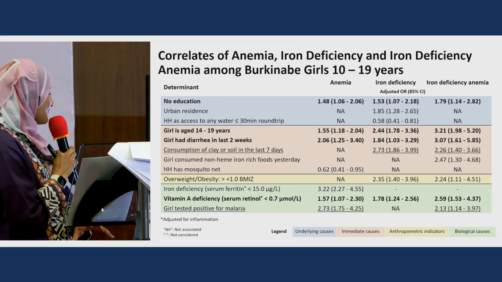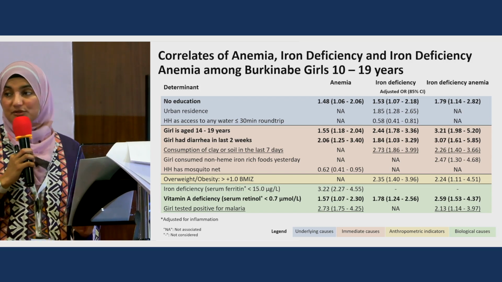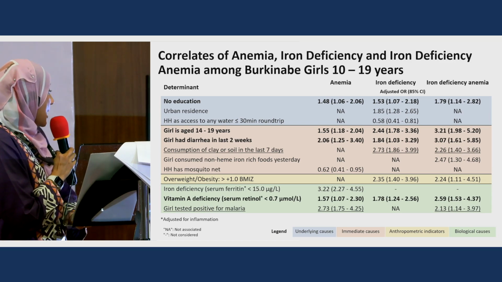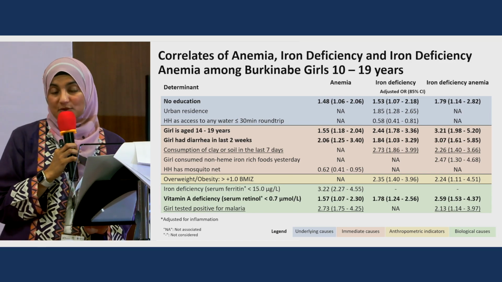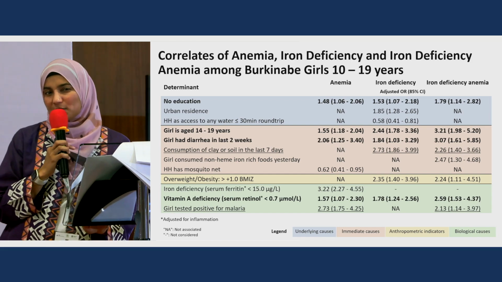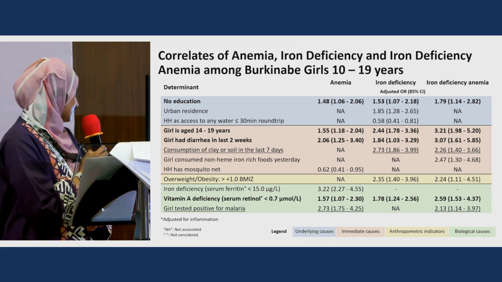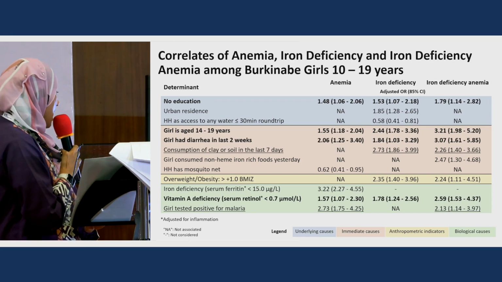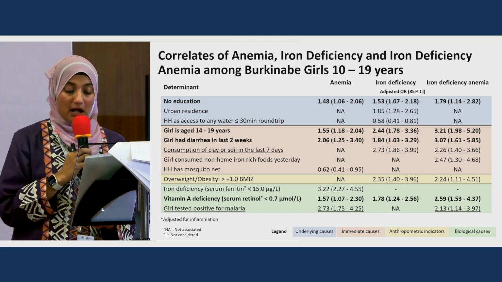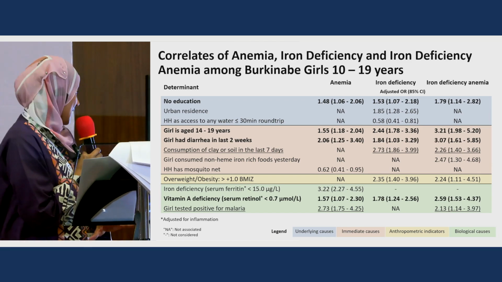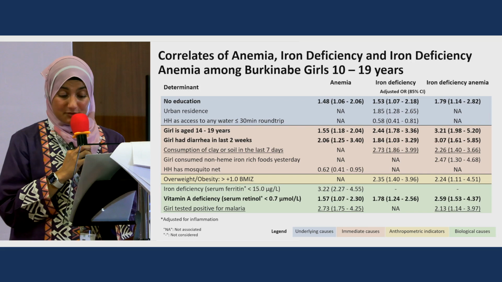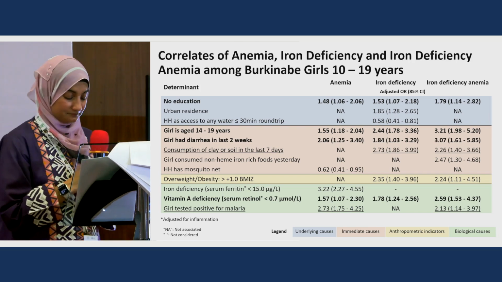And interestingly, having had diarrhea in the past 2 weeks was also associated with higher odds of all three outcomes amongst the girls. Pica practices were also associated, but only for iron deficiency and iron deficiency anemia. And this is different from what we observed for children and for women. And then finally, vitamin A deficiency among girls was associated with higher odds of all three outcomes. And again, we see that iron deficiency and malaria are highly associated with anemia as an outcome.